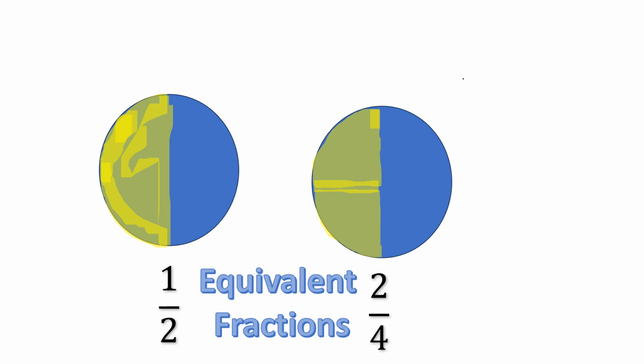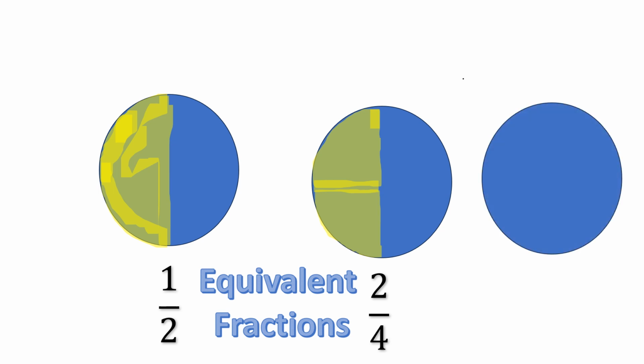Why? Because if we take away the borders, we can see both are of the same shape. Pardon my style of coloring, but yeah, these are the same. So 1 over 2 can also be written as 2 over 4. Let us take one more example.